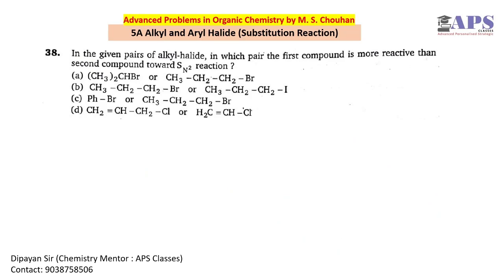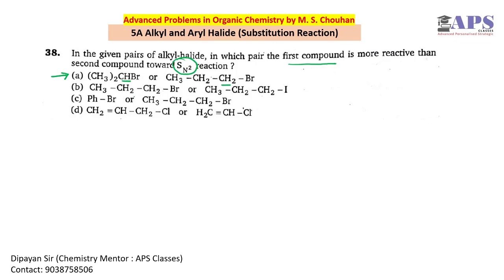Next question. In the given pair of alkyl halides, in which pair the first compound is more reactive than the second compound in SN2 reaction? Again, for SN2 reaction, you have to check two things: less steric hindrance and electron withdrawing group. Okay. If we see option A, the second one is less sterically hindered compared to the first one. So the rate of the reaction of the second molecule will be higher compared to the first one. We have to check in which the first is higher.